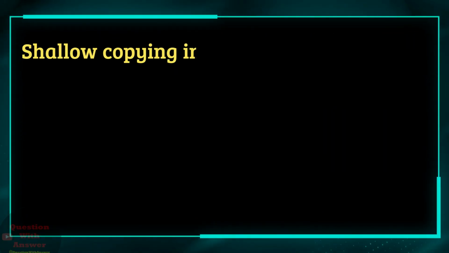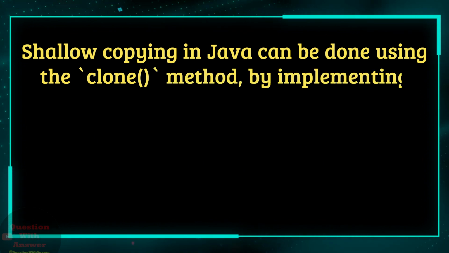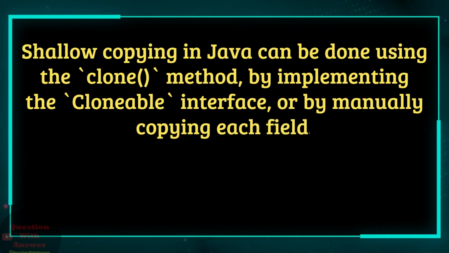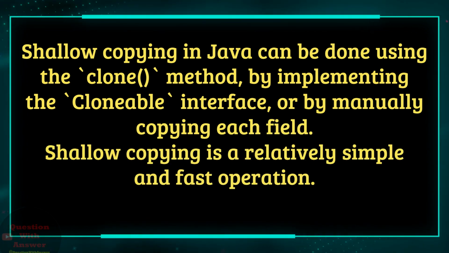Shallow copying in Java can be done using the clone method, by implementing the Cloneable interface, or by manually copying each field. Shallow copying is a relatively simple and fast operation.